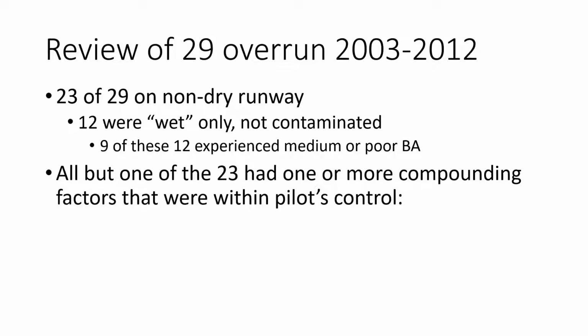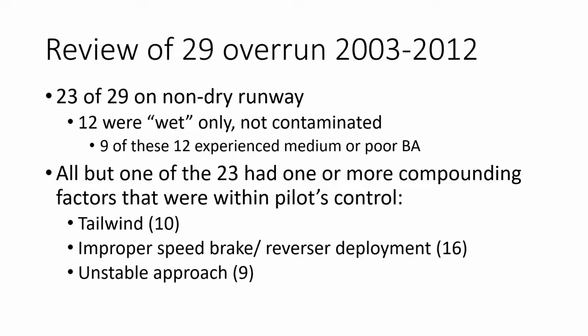On a note that is somewhat positive, because it puts some of the control back in the pilot's hands, all but one of these 23 events in this one survey had one or more compounding factors that were within the pilot's control. We might have had a landing with a tailwind on a non-dry surface. We may have had improper speed brake and reverser deployments. This is not something in our Citations we spend as much time worrying about, yet for our Mustangs, we still do have to manually deploy speed brakes. For our 525 series, we have to manually deploy ground flaps, which will also deploy speed brakes, or in the case of the CJ4, there's a slightly different procedure. But in these situations, we saw improper use of these stopping aids.